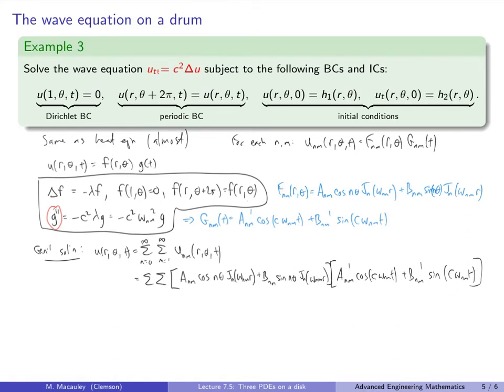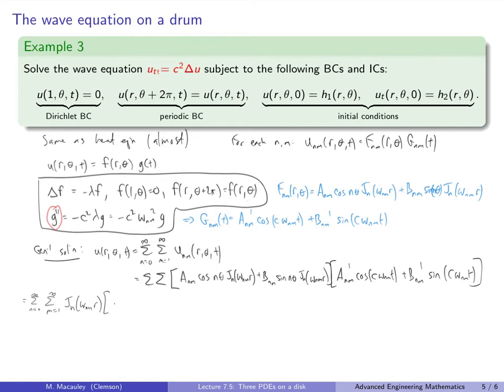Now let me write this a different way. I'm going to write this as the sum from n equals 0 to infinity. This is not necessary, but I think it helps understand it a little bit better. If I multiply this out, I have 4 terms, but there's a Bessel function Jn in every one. So I'm going to write this as Jn of omega nm times r. Then, this first term, I'm going to say it's this cosine times that cosine.